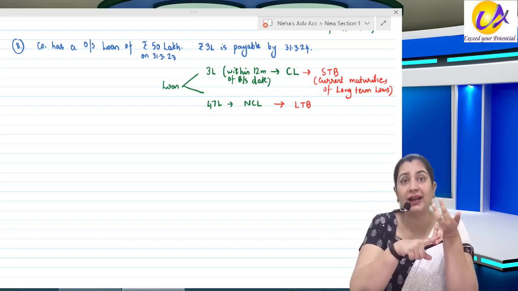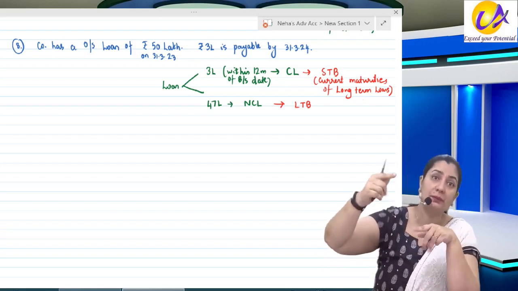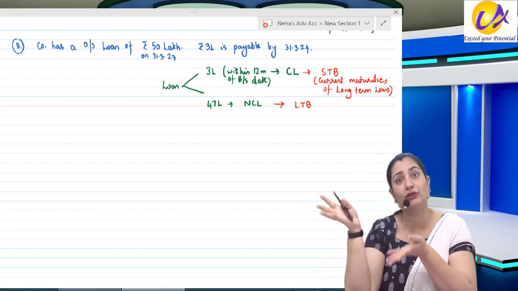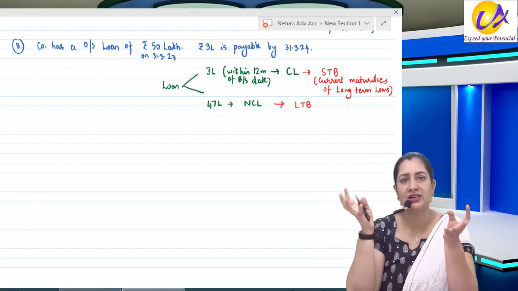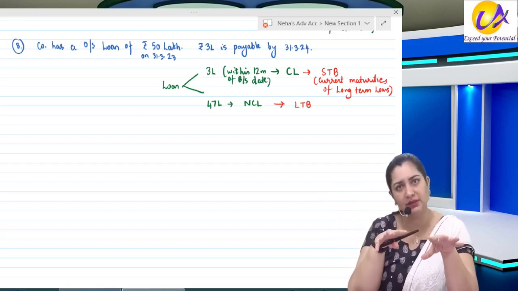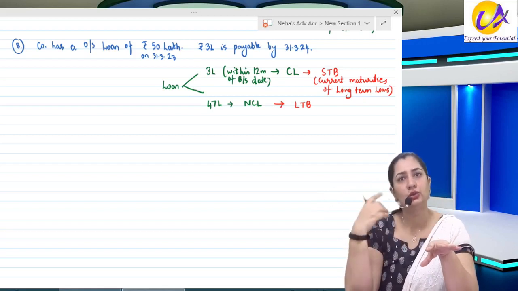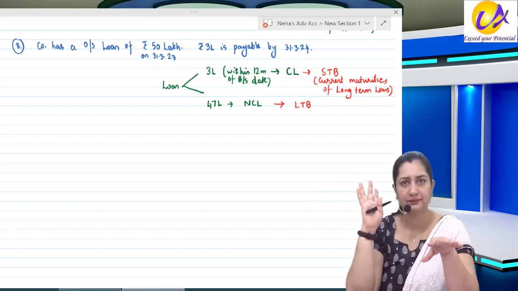And you don't have any right to defer it. It is payable. Whether you will pay or not is a different story. Understand? You might default on the loan, but that doesn't change the classification. It is payable, it is a current liability. If you default, that's a different story.